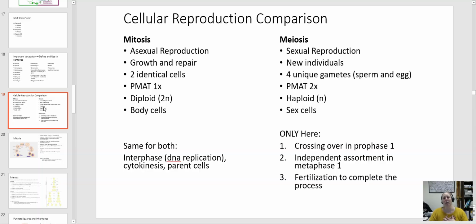For humans, we rely on mitosis for growth and repair, and meiosis for new individuals. Mitosis is going to produce identical cells unless something goes wrong. That's when we get cancer, whereas meiosis is those unique gametes. Okay, hopefully you're remembering a lot of this. If you remember, both mitosis and meiosis have interphase with that DNA replication, cytokinesis, and we start with the same parent cells. Meiosis is very unique because we have crossing over, independent assortment, and fertilization.